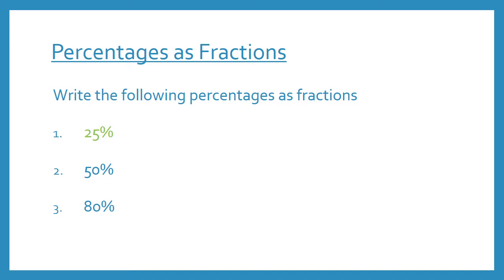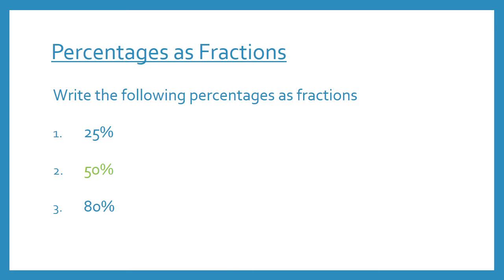So here we have some examples. If we were asked to find what 25% is as a fraction, we would just have to write 25 over 100, which you may notice we can simplify down to 1/4. This is a number that you should be able to remember pretty easily. 1/4 is 25%. Now, I'm going to give you a moment to work out what 50% is as a fraction.